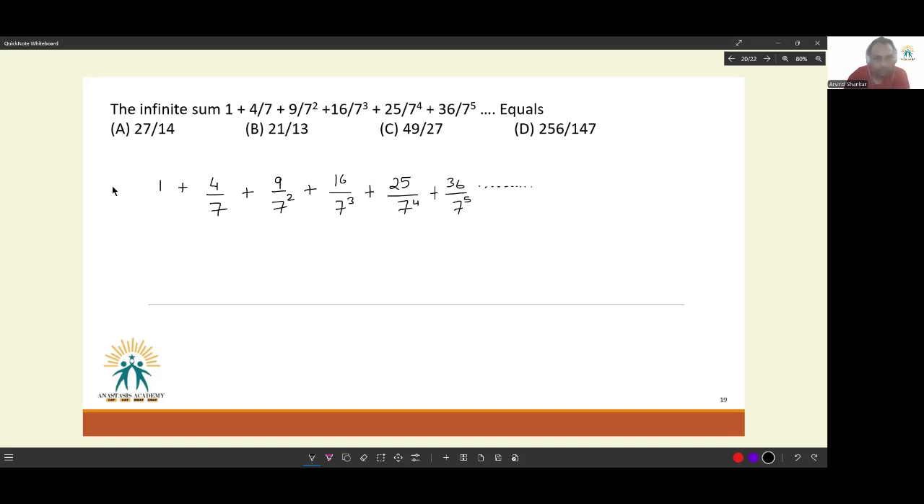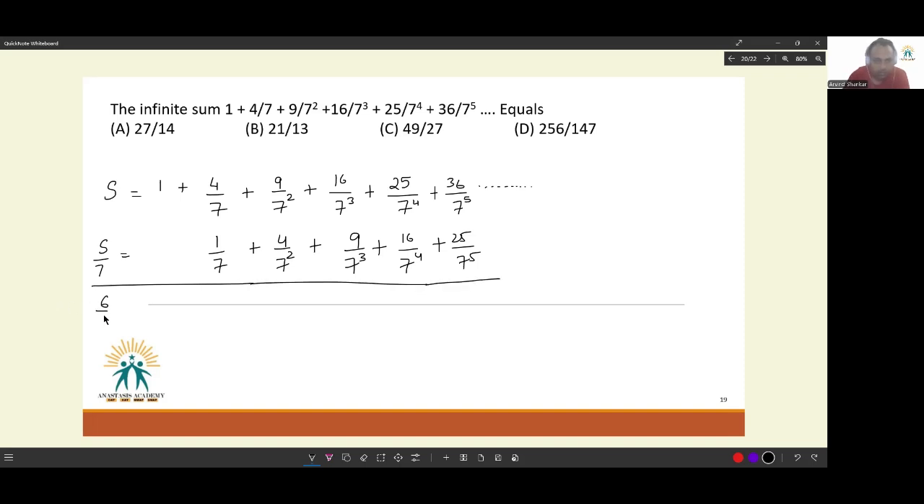So how we go about solving it is, first we put down the sum S equal to this. Then we multiply everything by the common ratio, so 1 by 7. We get S by 7 equal to 1 by 7 plus 4 by 7 square plus 9 by 7 cube plus 16 by 7 raised to the power 4 plus 25 by 7 raised to the power 5. So the difference turns out to be 6 by 7 S. 6 by 7 S is equal to 1 plus 3 by 7 plus 5 by 7 square plus 7 by 7 cube plus 9 by 7 raised to the power 4 plus 11 by 7 raised to the power 5, and so on.